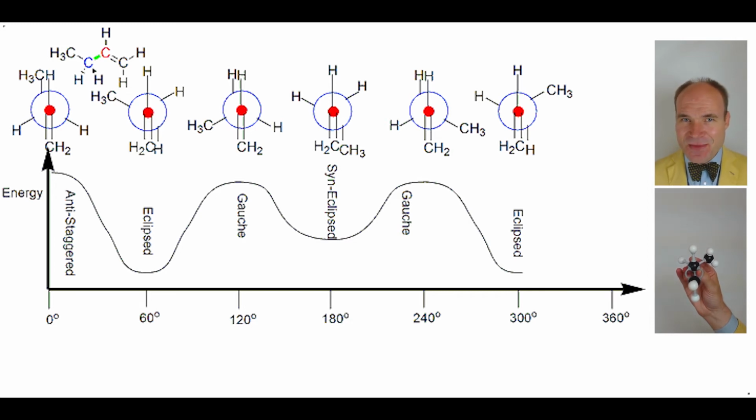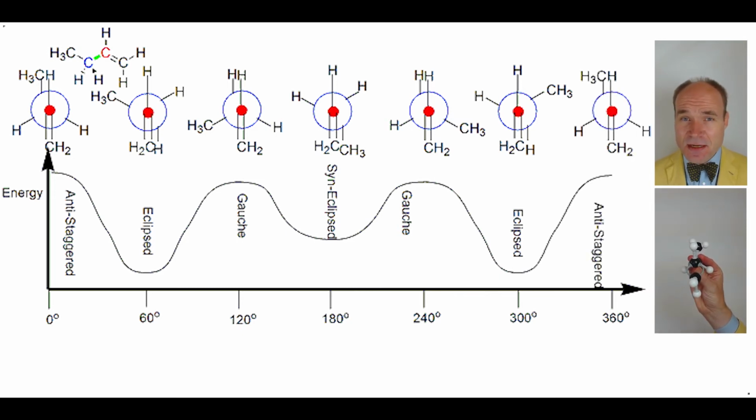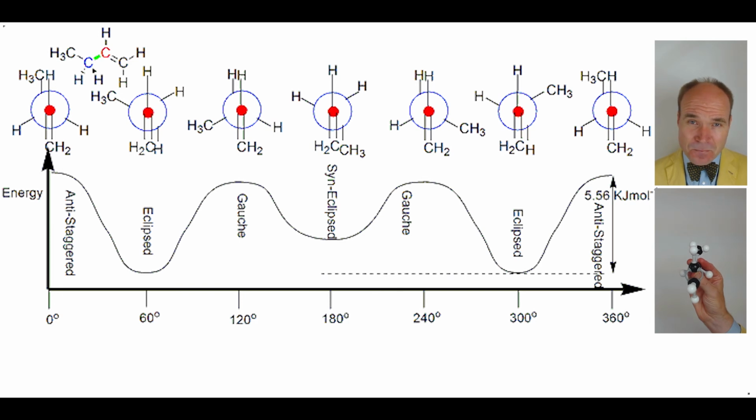And finally, the last 60-degree rotation increases energy to the same anti-staggered conformation we began with, having a dihedral angle of 0 or 360 degrees. The eclipsed conformation has the lowest energy of all the conformations, whilst the anti-staggered conformation has the highest energy of all the conformations, greater than the eclipsed conformation by 5.56 kilojoules per mole.